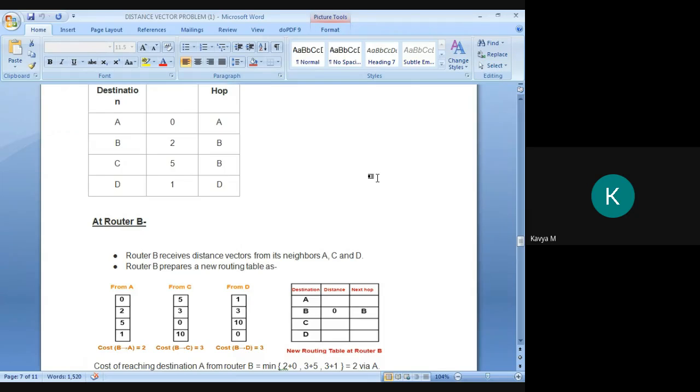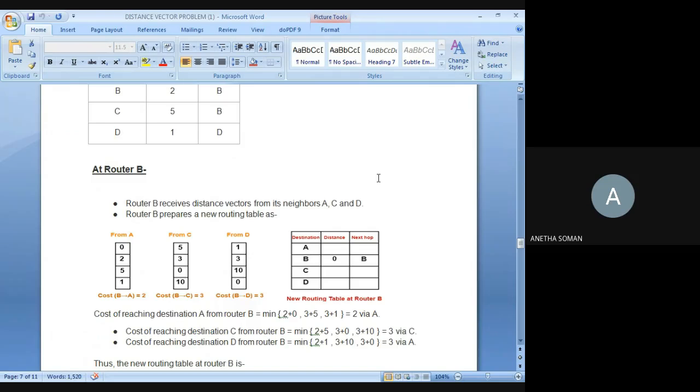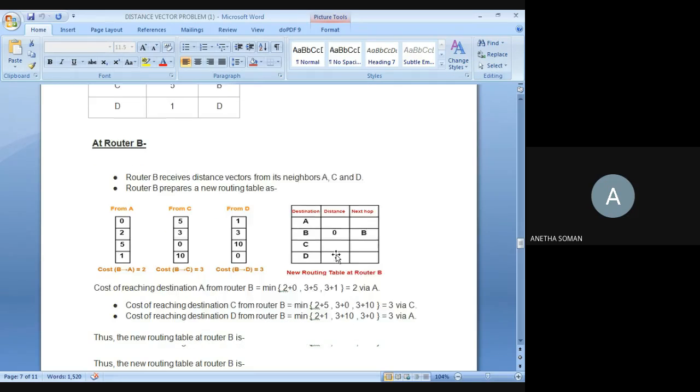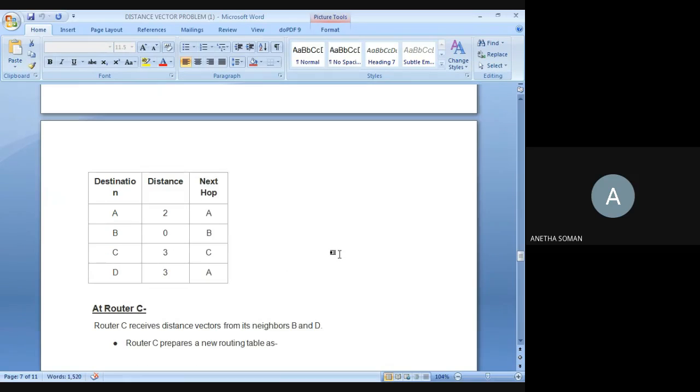Minimum of 2 plus 1, 3 plus 10 and 3 plus 0. So it is 3 via A, right? So what is the new routing table for router B? You will be having A2A, B0B, C3C and D3A, right?